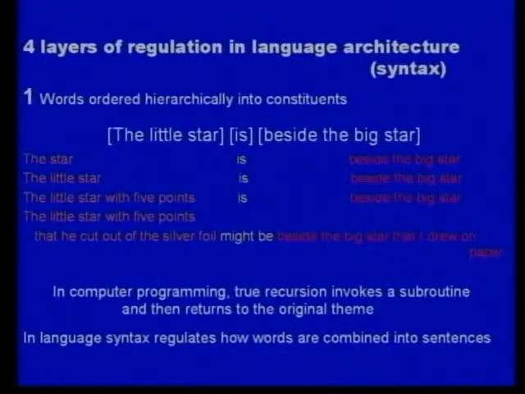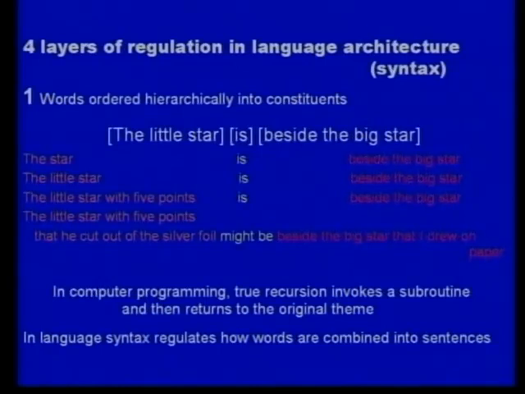In language, grammar, we have four layers of regulation in our grammar. This is the first one, that language is ordered into these constituents, and we saw that on the last slide. And here we see it again with our other sentence, the star. The little star is beside the big star. The star can be enlarged to the little star, that can be enlarged to the little star with five points, and so on and so on. So they're each structured within an envelope.